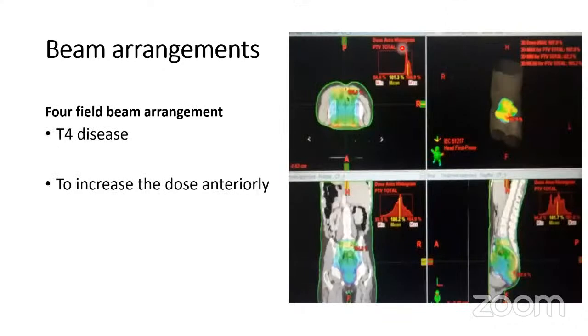Next is a four-field beam arrangement. This we do generally when there is a T4 disease where we need to cover the entire pelvic lymph nodal groups, including the external iliac chain, so that the dose will be increased anteriorly. So with three fields, it is very difficult to get a dose anteriorly. So we need to supplement with an anterior field to increase the dose.